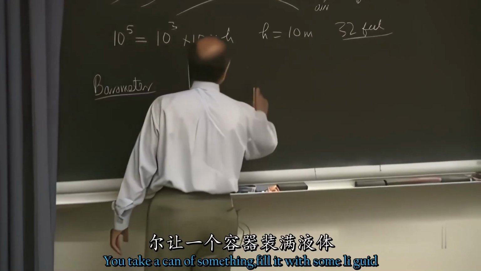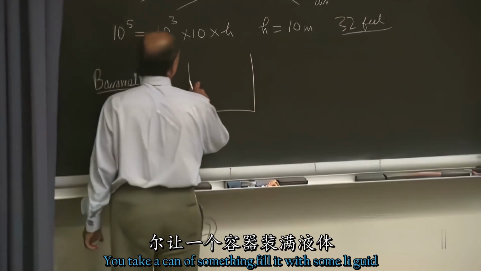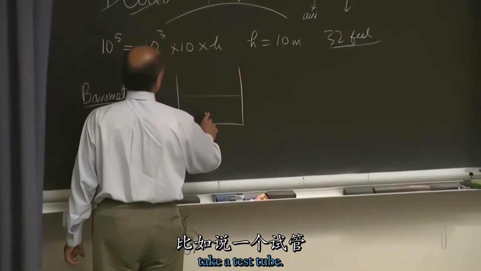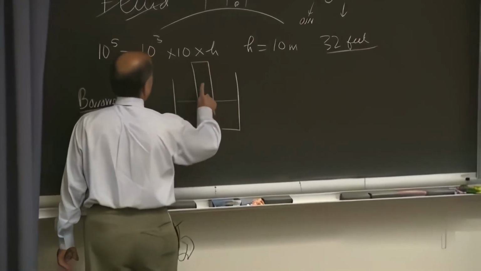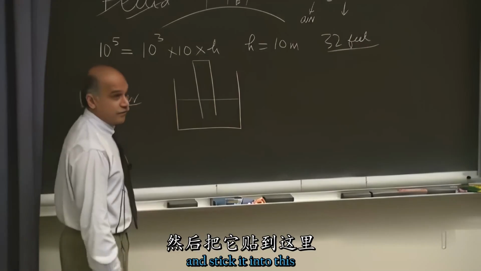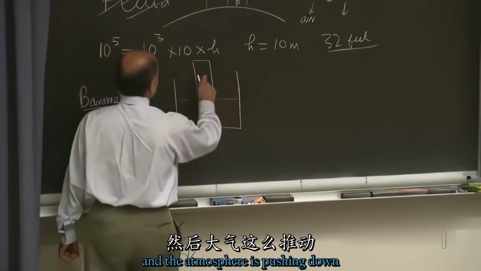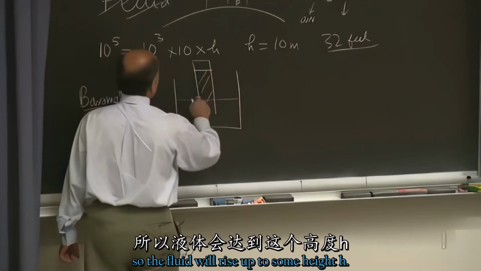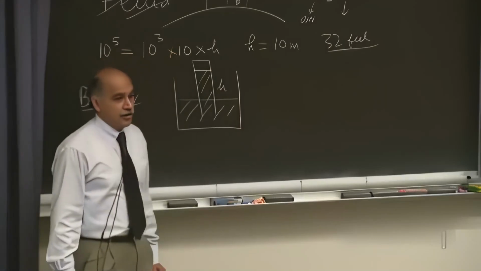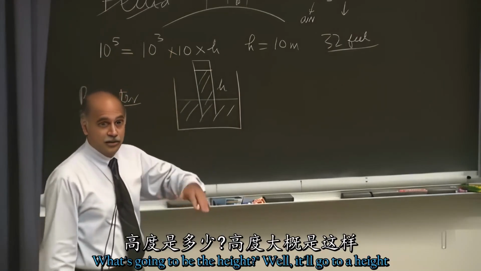You take a can of something, fill it with some liquid, take a test tube, evacuate it completely, suck all the air out of it, and stick it into this. When you do, there is complete vacuum here, and the atmosphere is pushing down, so the fluid will rise up to some height h. And you can ask, how high will it go? What's going to be the height?